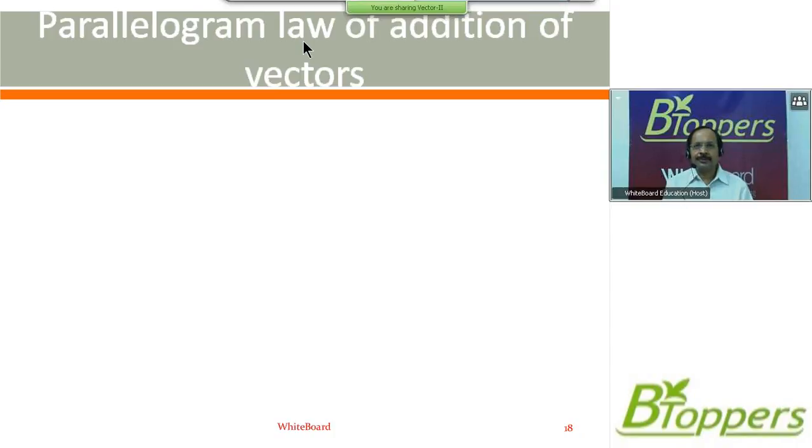To find the resultant of two vectors by using the parallelogram law of addition of vectors, the two vectors must be graphically represented by the adjacent sides of the parallelogram, such that the tail of one vector is attached to the tail of the other vector. We can deduce the parallelogram law of addition of vectors from the triangle law of addition of vectors.